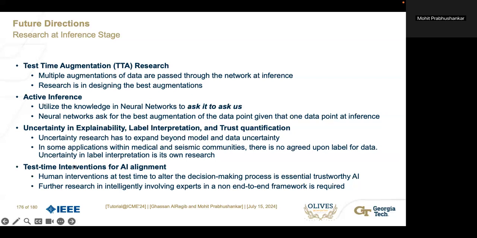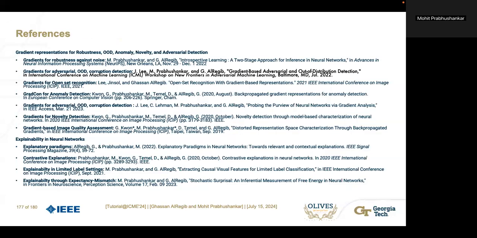And of course, there's test time interventions for AI alignment. This is exactly what we talked about before, which is we want an aligned purpose between a model, the way it makes its decision, and the way humans make their decision. That has to be consistent. Of course, if there is no aligned purpose, a network may have a better accuracy, but it's not as important at deployment. You want to make sure that the aligned purpose actually exists so that humans can use it safely.